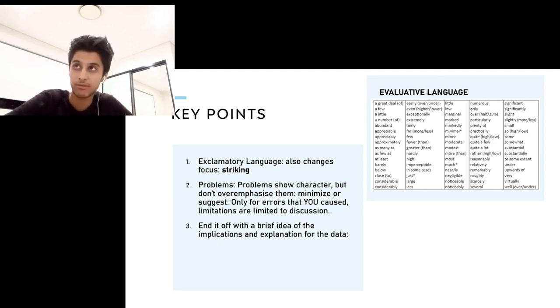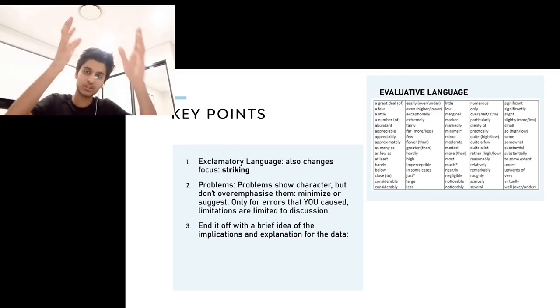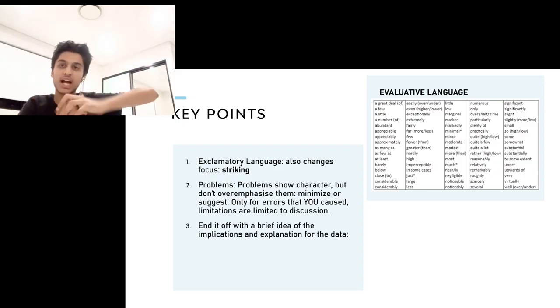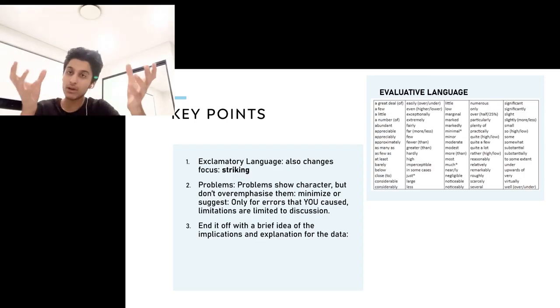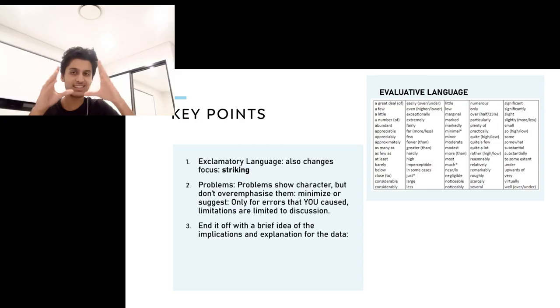Now, when you end off the results section, you want to end it with a brief idea of the implications and explanation for the data. So you want to start creating that. If you check the flow diagram in the first video in the series, the key points video, you'll see that the results is very loosely touched to the discussion. So when you end off your results, you want it to flow nicely into your discussion and not be too abrupt. You can make this flow really obvious, or you can make it really subtle. That's up to you, and up to how other papers in that field are designed.